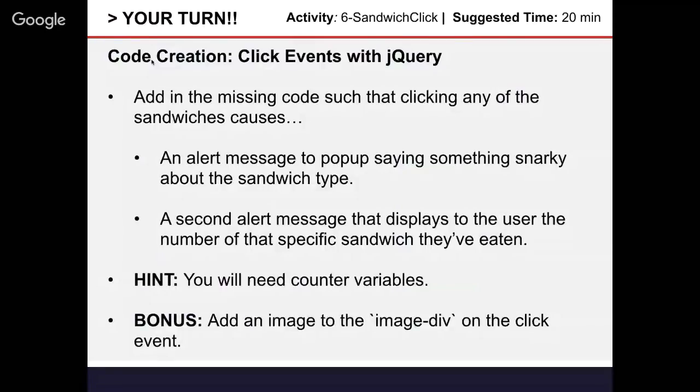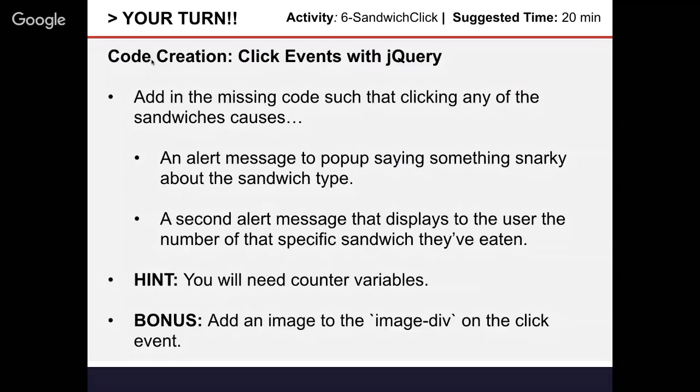Okay, so what are we going to do? There's missing code, right? Clicking on any of the sandwiches, an alert message will pop up saying something funny about the sandwich. Another alert is going to pop up telling the user the number of sandwiches they've eaten. There's a count going on, so you'll need a counter variable.